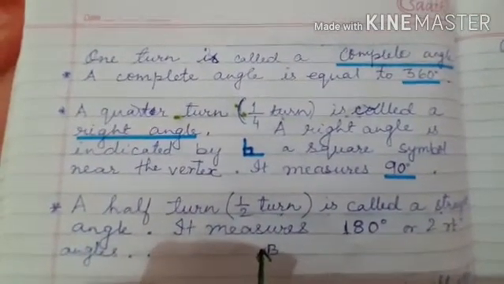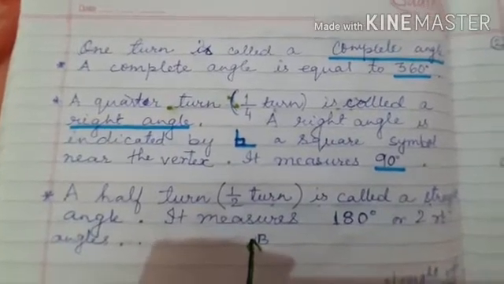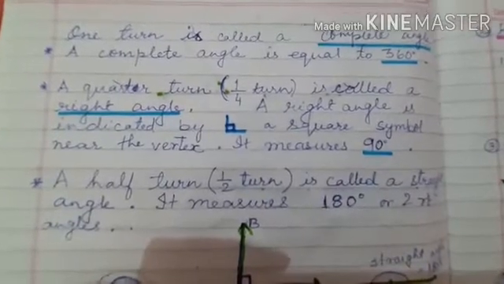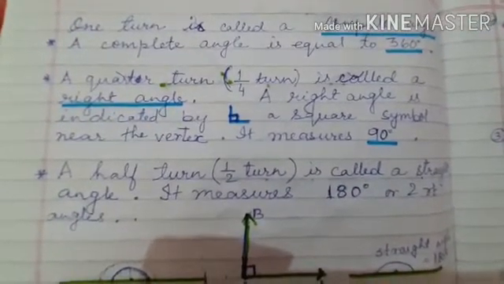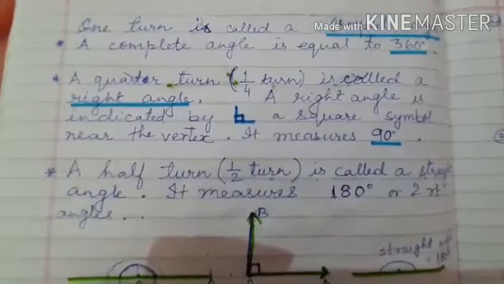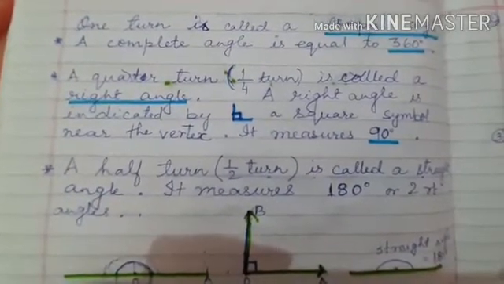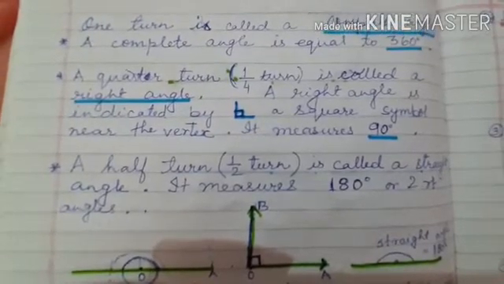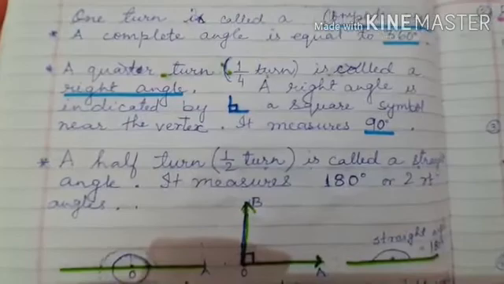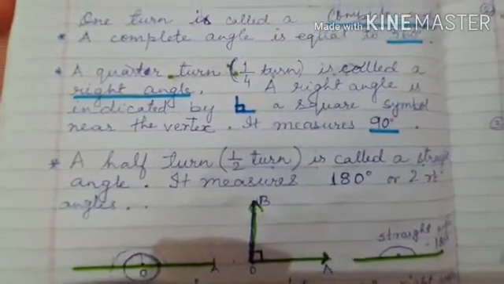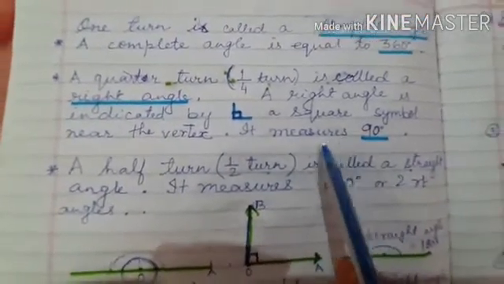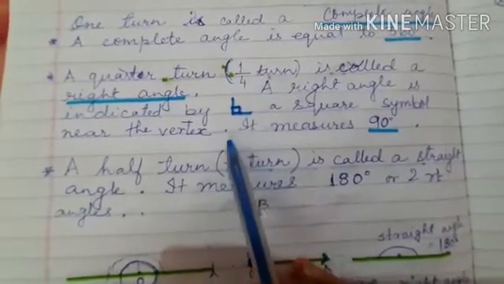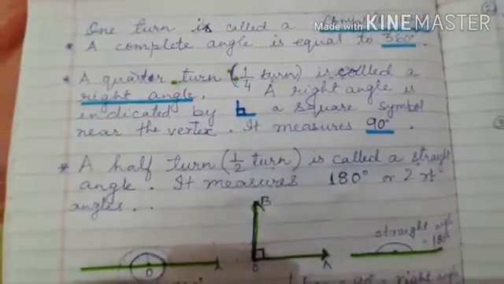One turn is called a complete angle. A complete angle is equal to 360 degree. Then a quarter turn or 1/4 turn is called a right angle. A right angle is indicated by a small square, a square symbol near the vertex. You can see here I have drawn the figure. The square symbol near the vertex means 90 degree.